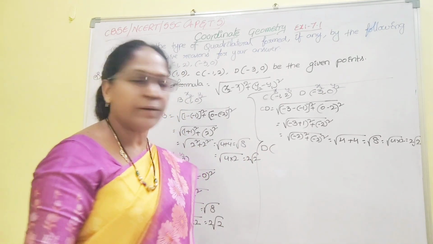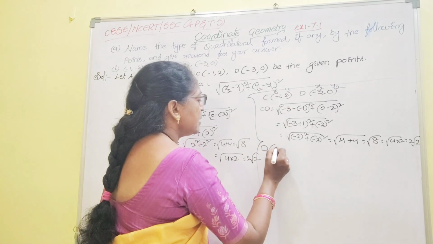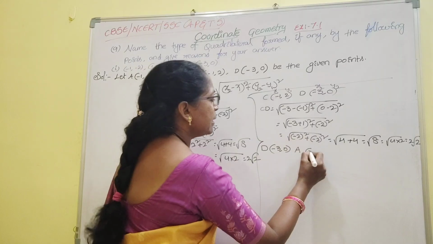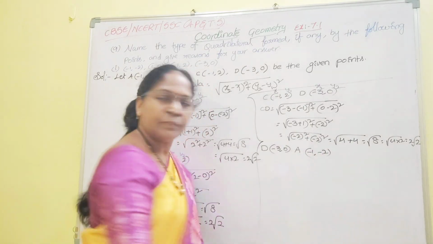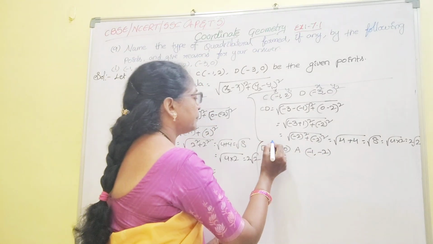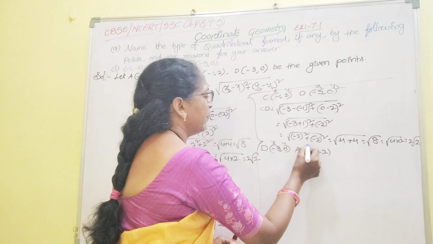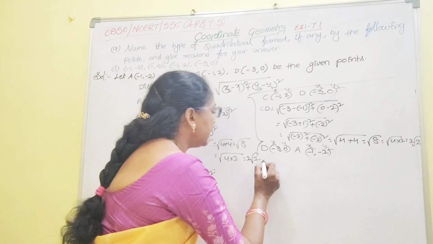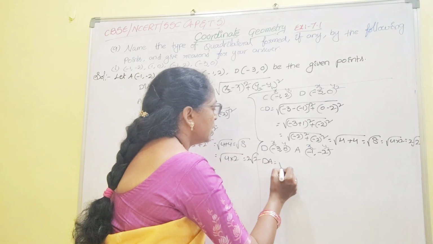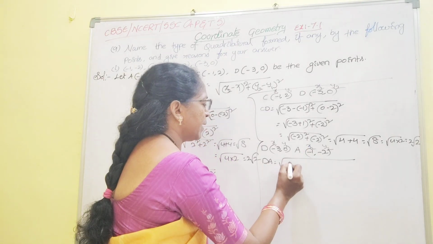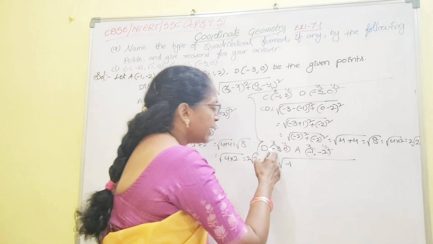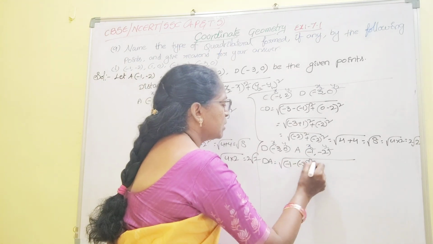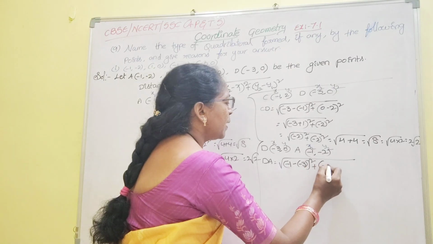DA or AD, anyone you can consider. D point is (-3, 0) and A point value is (-1, -2). Now represent here x1, y1, x2, y2. Now distance of DA, where DA equals square root of x2 is minus 1 minus x1, x1 is minus 3. So minus 1 minus of minus 3 whole square plus y2 minus y1.